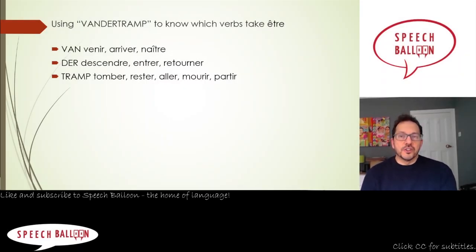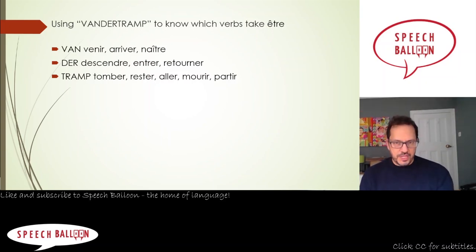Okay, so now let's look at the other way of remembering verbs which take the auxiliary être. This method is called Vandertramp. Similar to Advent, take each letter of the name Vandertramp and start one of the verbs with this letter. So van, venir, arriver, naître. De, descendre, entrer, retourner. Tramp, tomber, rester, aller, mourir, partir.